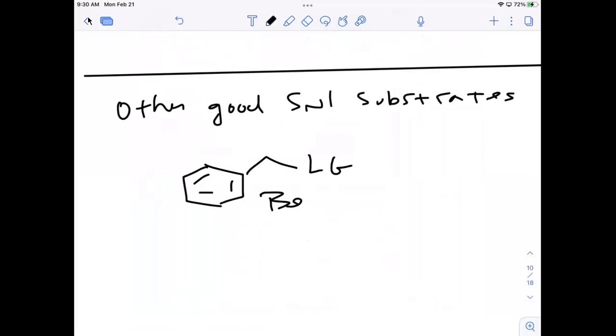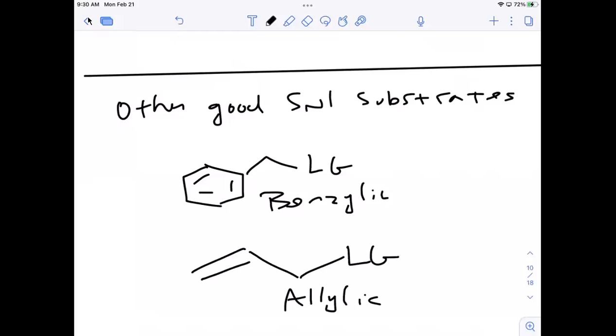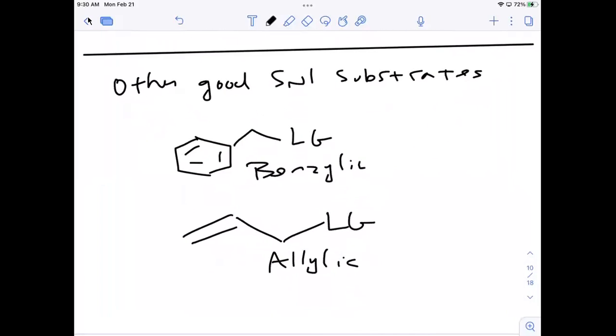So this will be what we call a benzylic substrate, because it's adjacent to a benzene ring. And then we've already seen allylic substrates, right? Both of those work. They both have a stable carbocation intermediate, so they'll be facile for this reaction, in addition to using tertiary or secondary. But primary, you cannot do SN1 on a primary carbon, because that's one of the worst carbocations that you can make. So the mechanism will probably switch over.